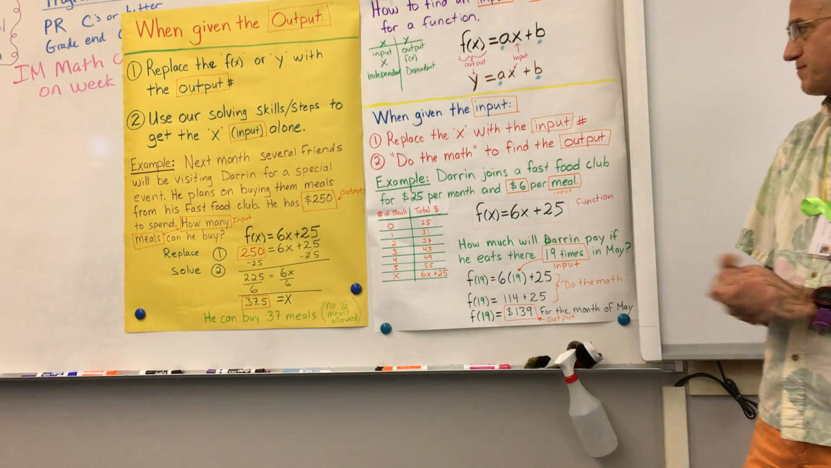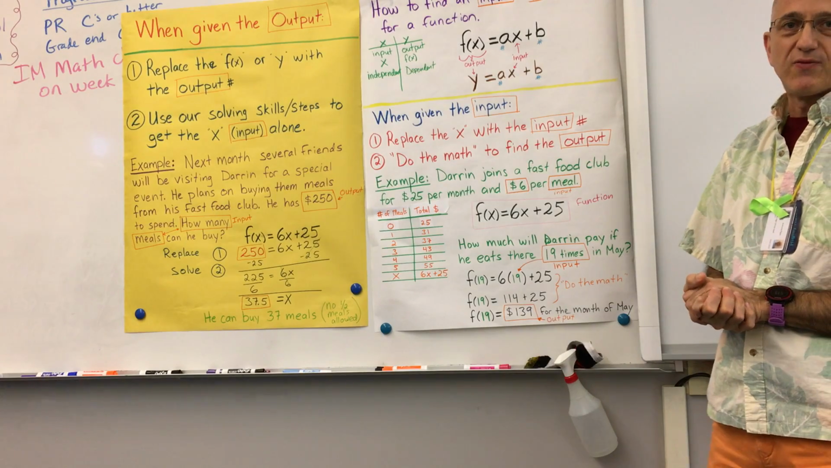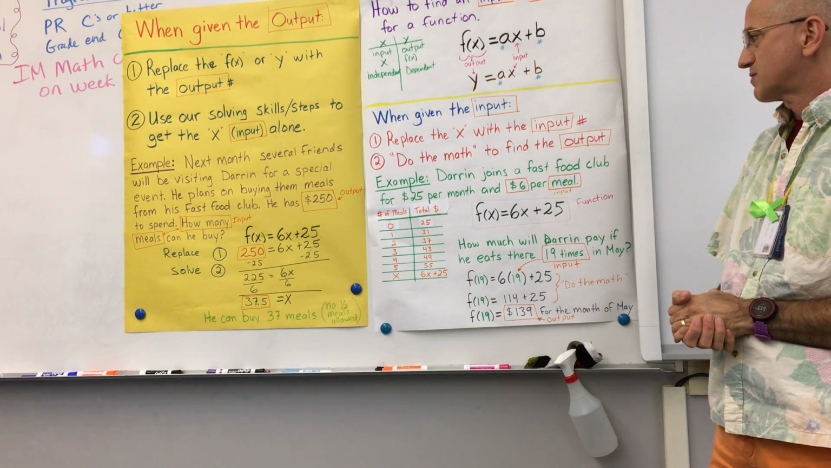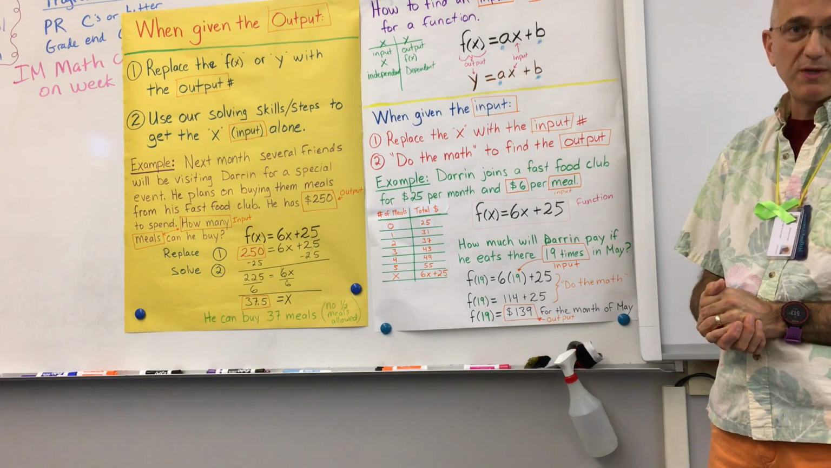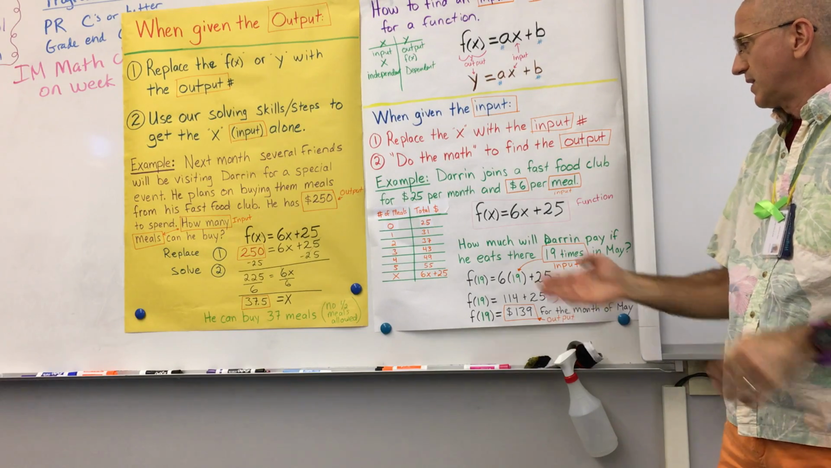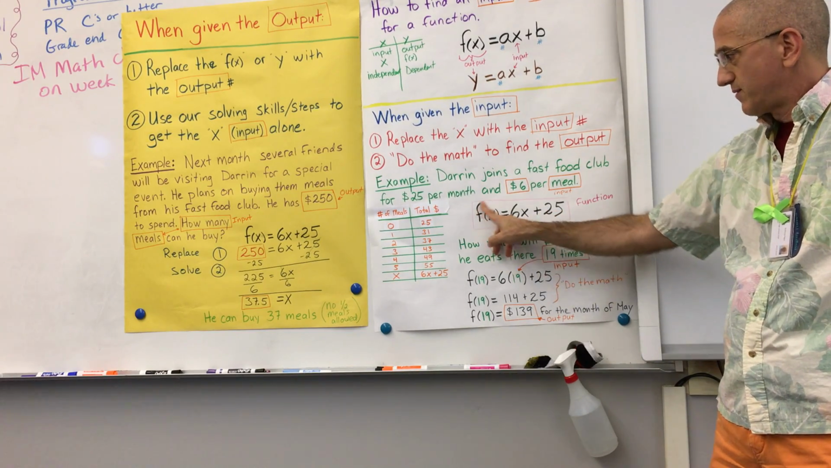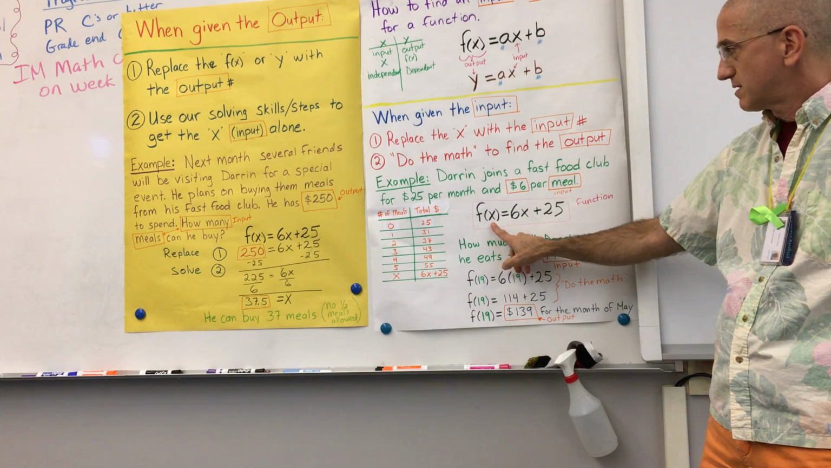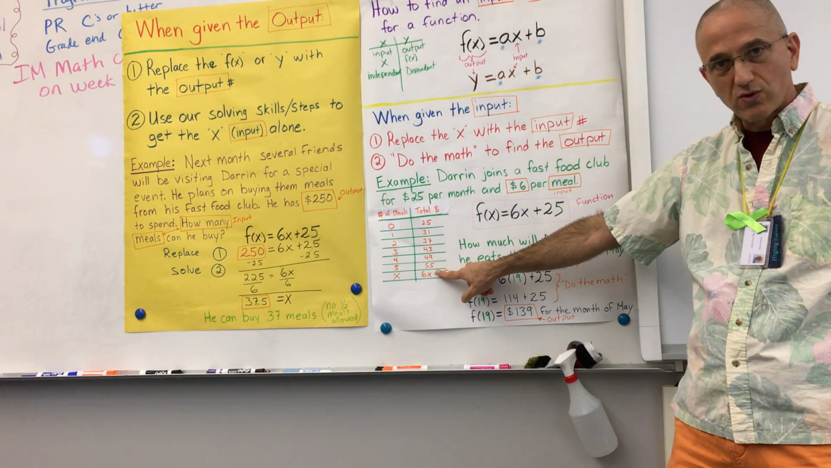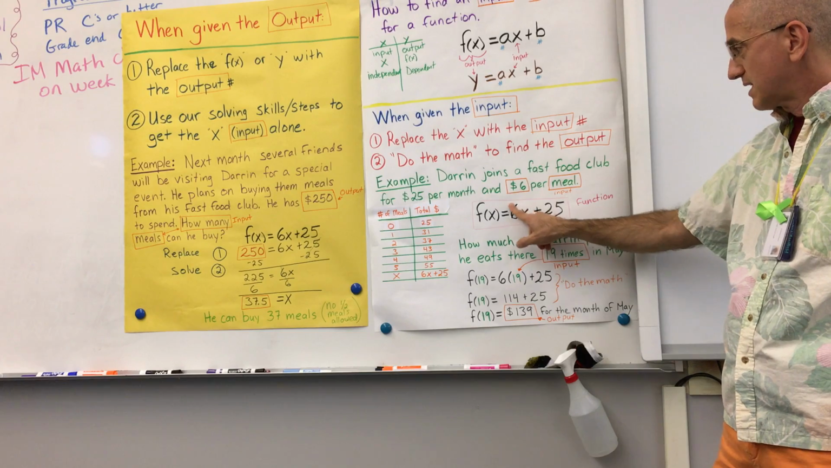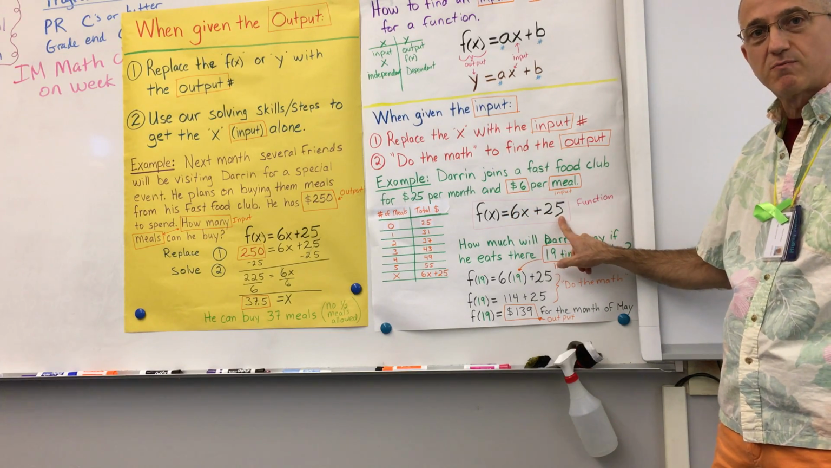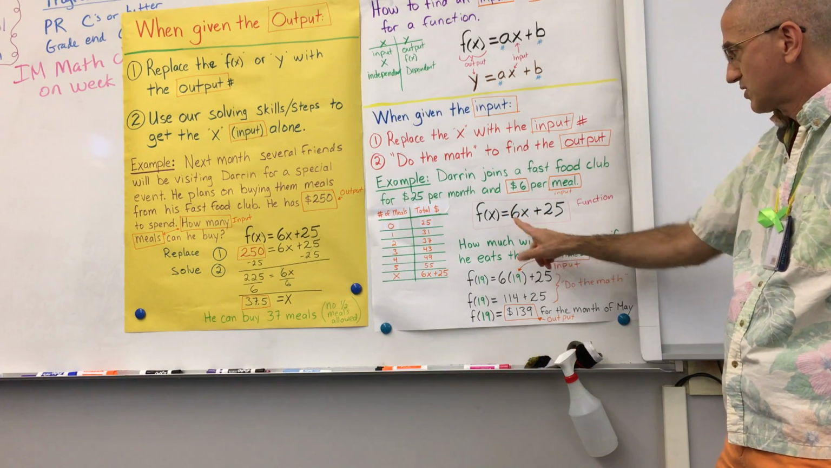Here's an example. Darren joins a fast food club for $25 per month and $6 per meal. The function looks like this. The function of how much it costs, that's the total cost for the month, is $6 per meal plus the $25 for that month. This is our function.